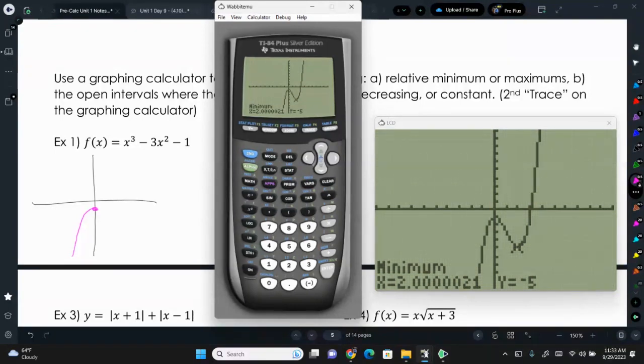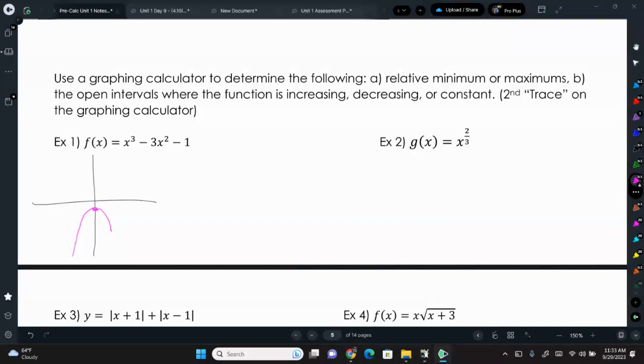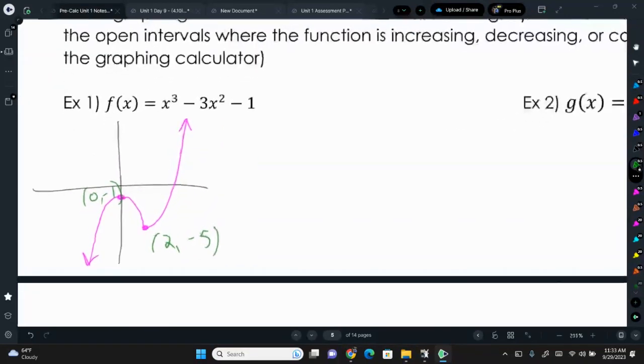And we have 2, negative 5. Okay, so we come back down to this point, and then we come up. So this point right here was 2, negative 5, and this point was 0, negative 1. So we are increasing from negative infinity all the way up to this maximum point.